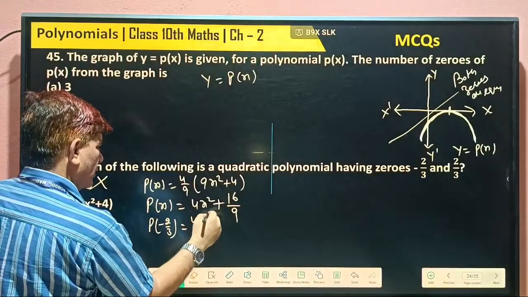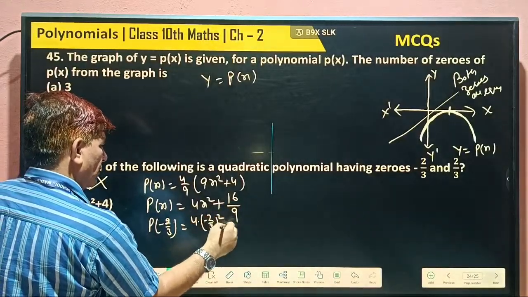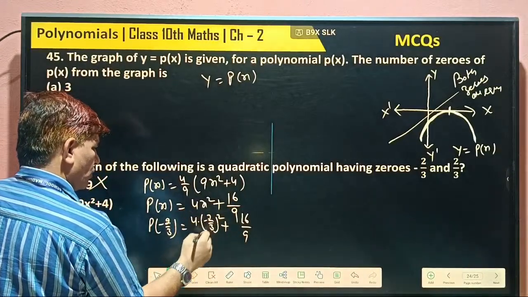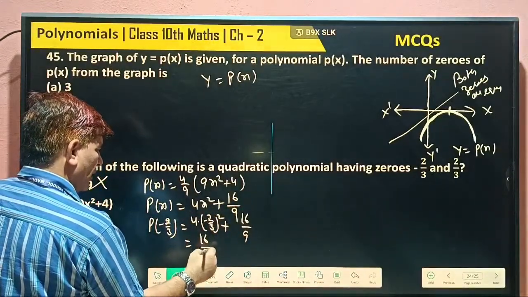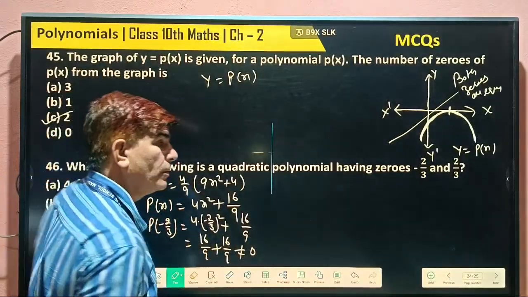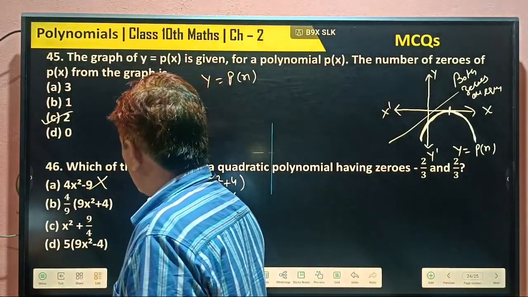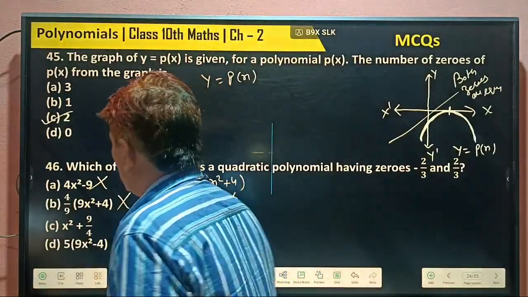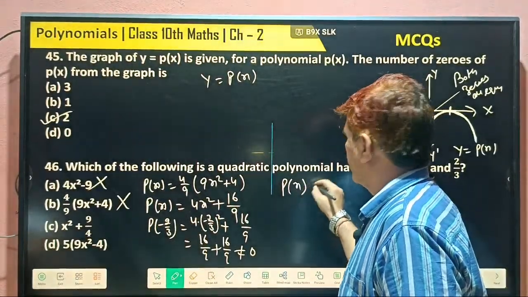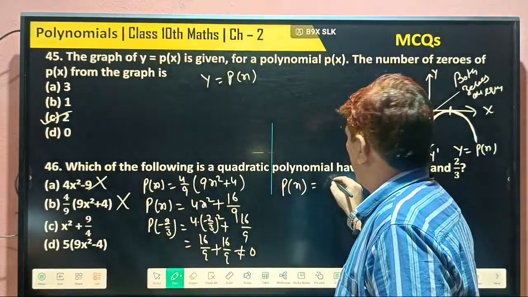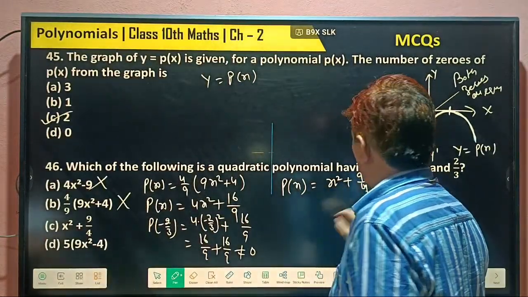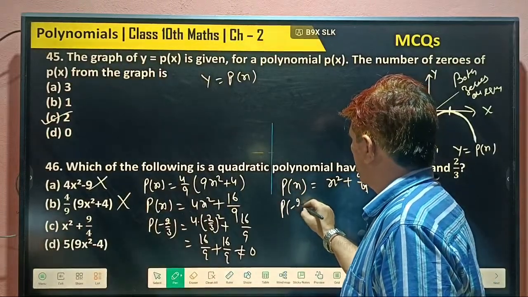4 into minus 2 by 3 whole square plus 16 by 9. So how much does it become? 2 2 is 4, 4 4 is 16 by 9 plus 16 by 9, which is also not equal to 0. So the second one is also not the zeros of this polynomial. The third one we can check. p of x is equal to what? x square plus 9 by 4. So put the value, p of minus 2 by 3.